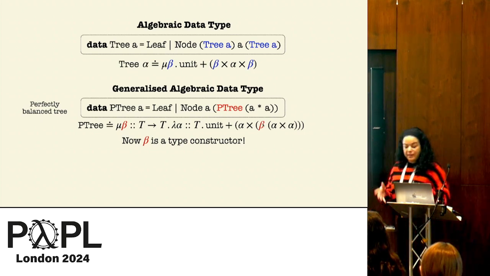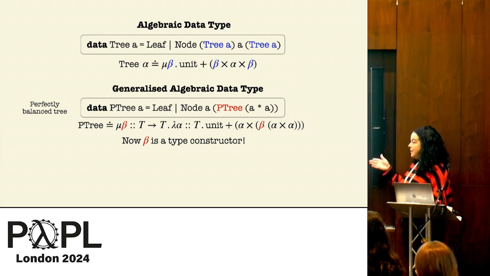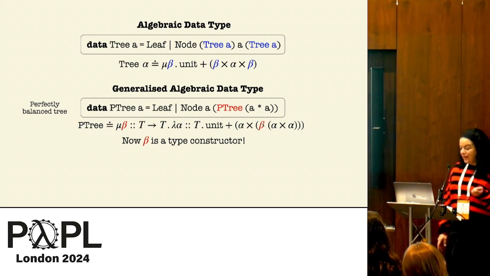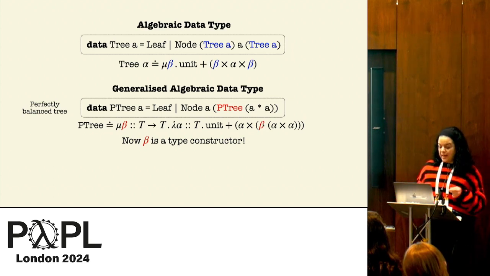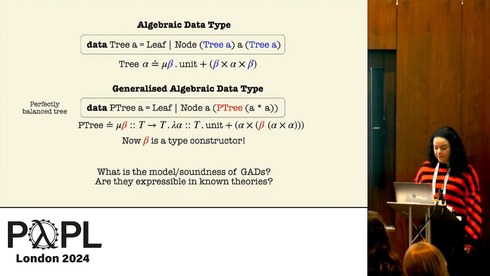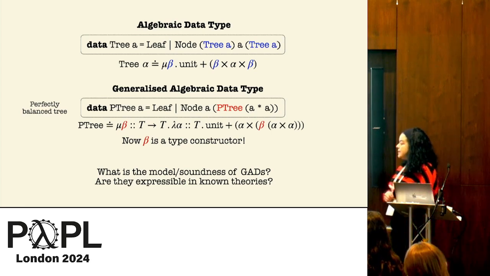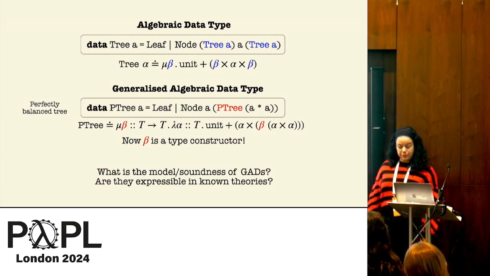And so GADTs are used right now in many languages. The Haskell compiler GHC has them, and it needs them to define structures like indexed vectors, for example. But their metatheory was not well established yet. So the question addressed in this paper is: are GADTs sound, or can they be expressed in existing systems?